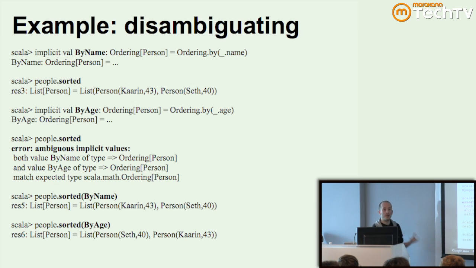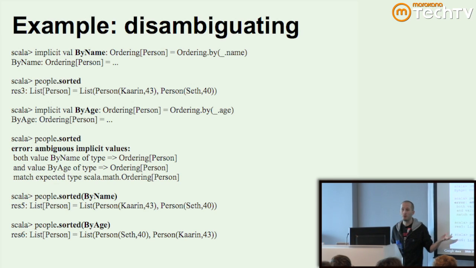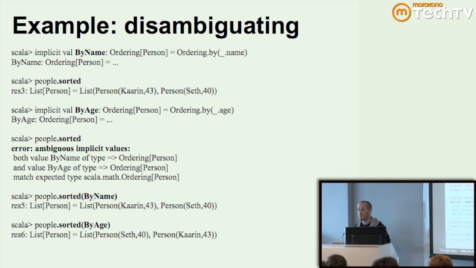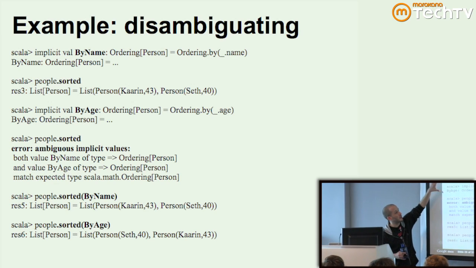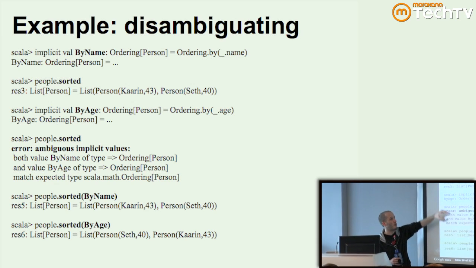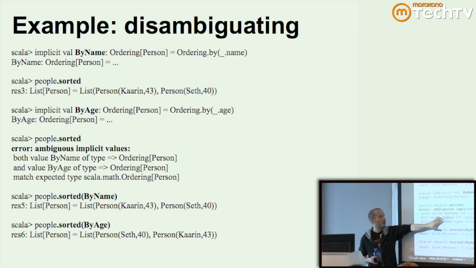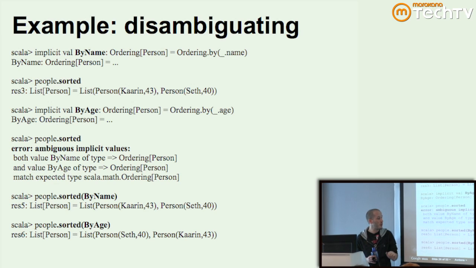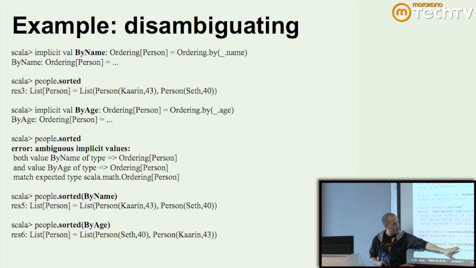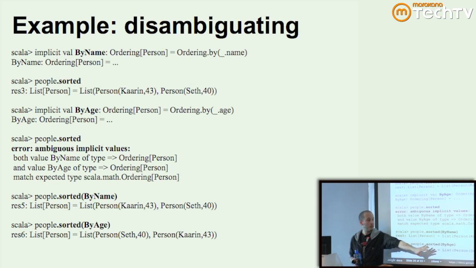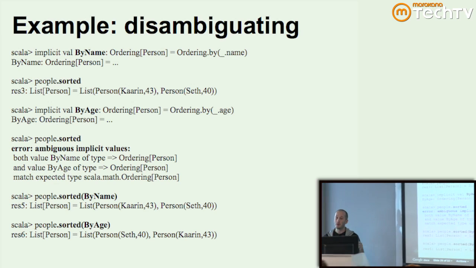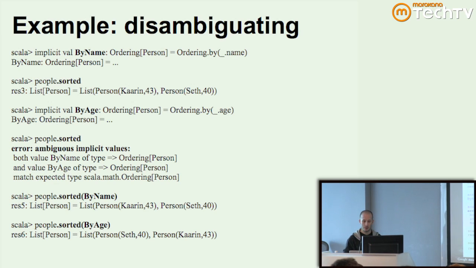I might, in the same piece of code, want to sometimes sort person objects by their name and sometimes by their age. If I have implicits in scope for both of those kinds of sorting, then if I try to sort something, the compiler will tell me it's ambiguous. But I always have the option of filling in that implicit parameter list explicitly. So these two kinds of ordering don't need to step on each other's toes.